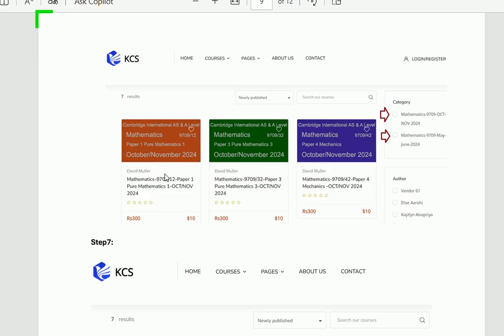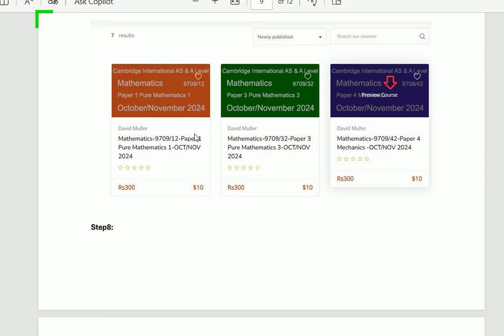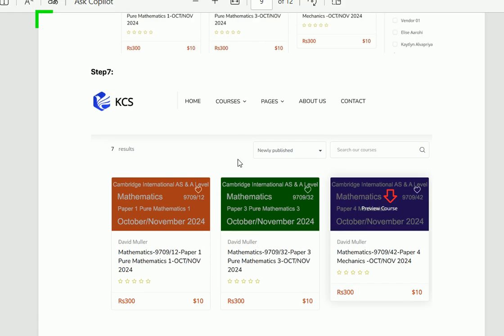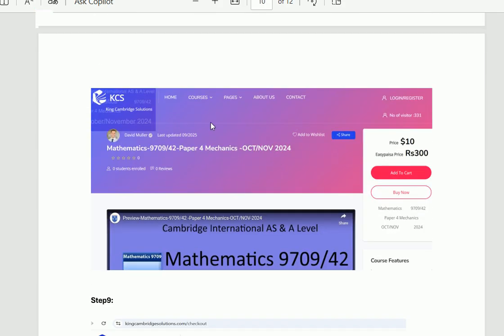There are many courses about A level and O level mathematics and computer science. You will click on the category in which you want to find the courses. In my case, I am selecting P1. When you click on P1, you will find all the courses. On the courses, you will see a preview course button. When you click on it, you will find this interface.